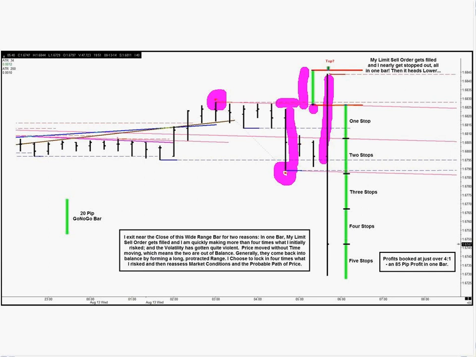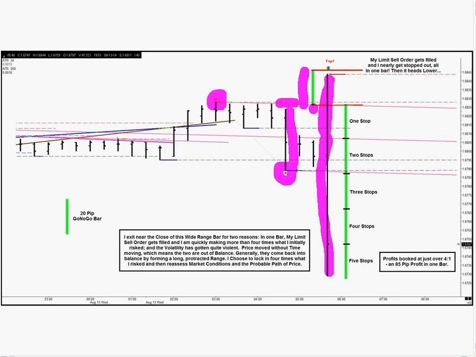We'll answer questions afterwards, okay? From getting stopped out. But our stops are related to the average true range and noise. I don't get stopped out, and look what price does. Price zooms to the downside. One huge, wide range bar.